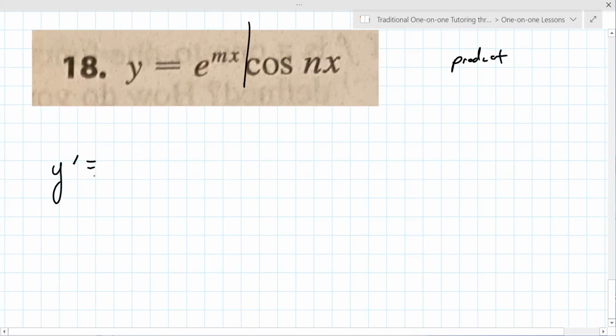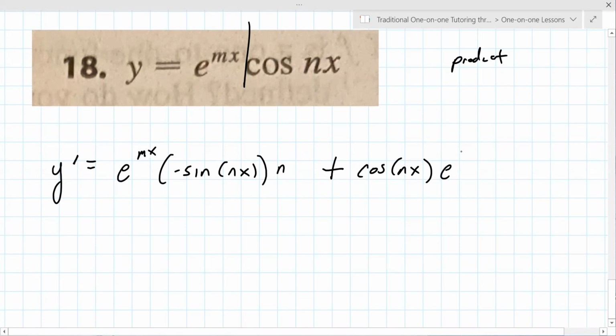Because if you don't know where to start, it's impossible to do. m and n are numbers, so they're constants, but you can think of it as like 3x or 5x, if that helps. You should get comfortable with the idea that when you use the chain rule, you just multiply by m. So we keep the first function, e to the mx. Derivative of cosine is minus sine. Keep the inside function. The derivative of nx is n. That's the first part, plus. Keep the second, cosine nx. Derivative of e to the mx is itself times the derivative of the inside function, which is m.